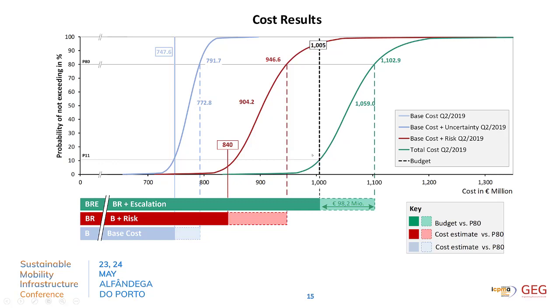As a risk manager, I would recommend in this case to increase the budget by about 98 million euros. This will lead us to a coverage of 80%, which is a good one, and we have only a small chance of overrunning the budget.